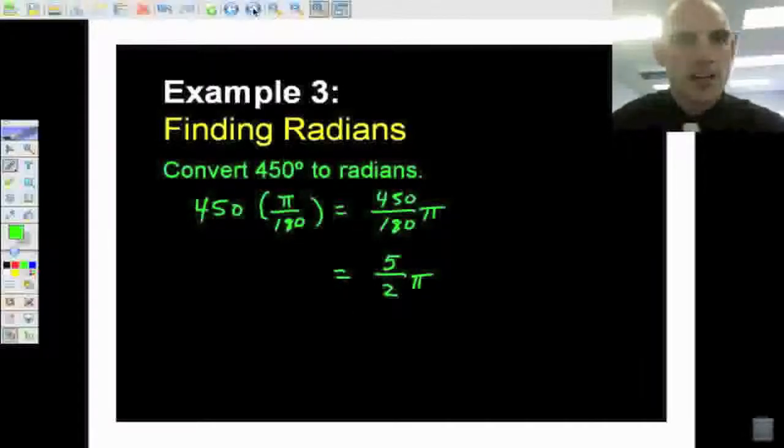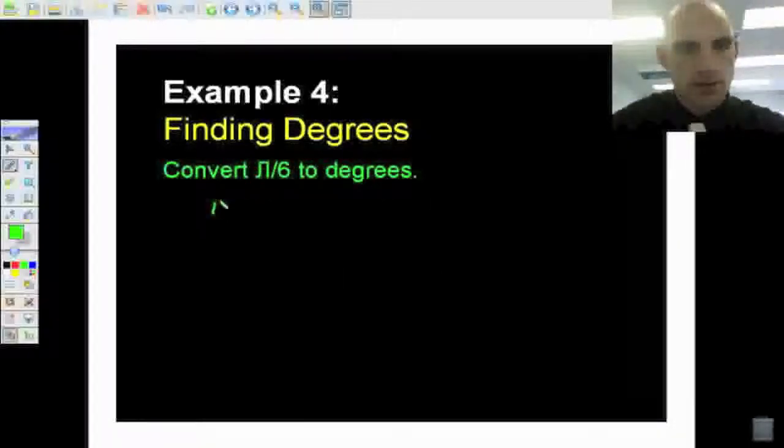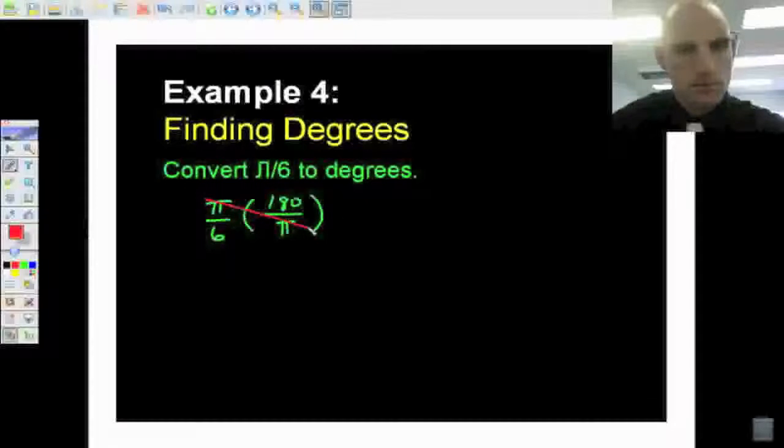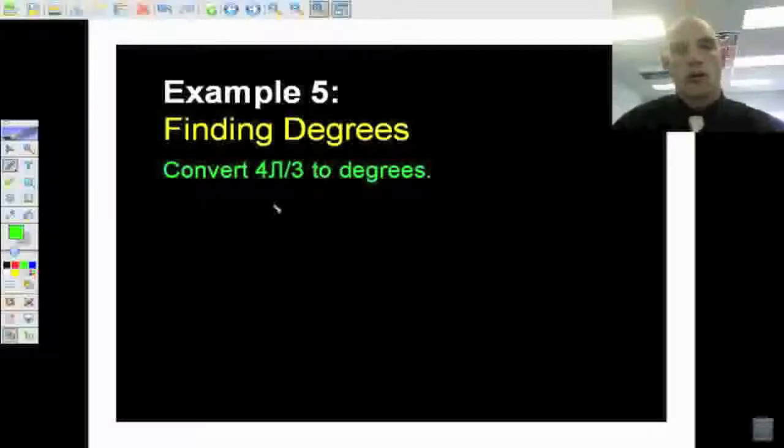Let's see what else we can do here. Pi over 6 to degrees. Once again, here I go. Pi over 6, I'm going to multiply by what I want. What I want is degrees, so I'm going to put my 180 degrees on top. My pi's cancel. My fraction is going to be 180 over 6, 30 degrees. It's a beautiful thing. This is how it works. All right? One more time.